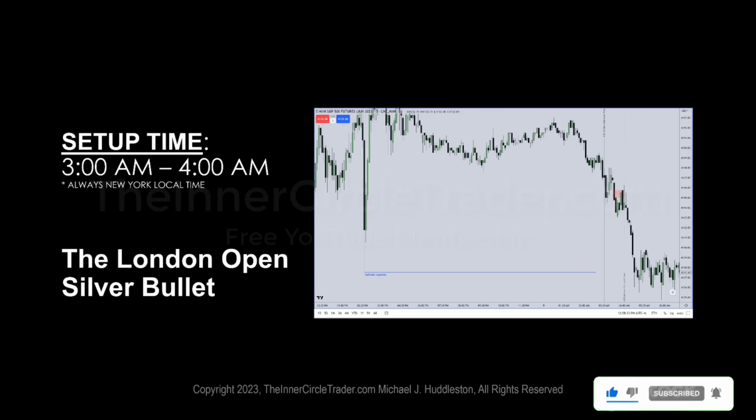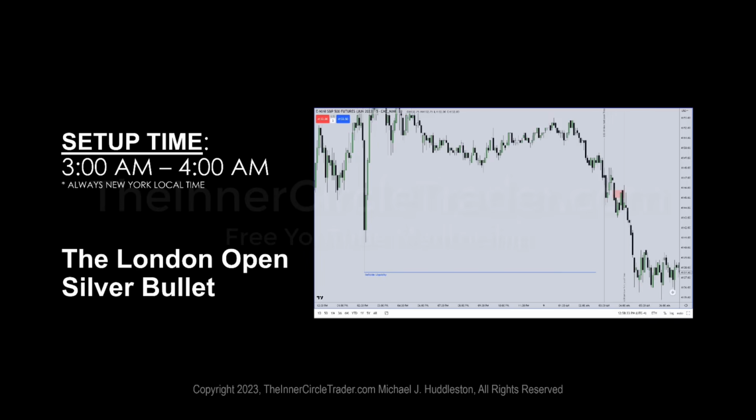First setup time is 3 a.m. to 4 a.m. Now, we're always referring to New York local time. So whenever I'm referring to a specific time, whether it be a window of time or a very specific time of the day, you have to have your charts calibrated to New York local time. Wherever that is, whenever that is, in your area. If we're observing daylight savings time, then you observe daylight savings time. That way it removes all the uncertainty and confusion. New York local time is what you're using when you're charting.